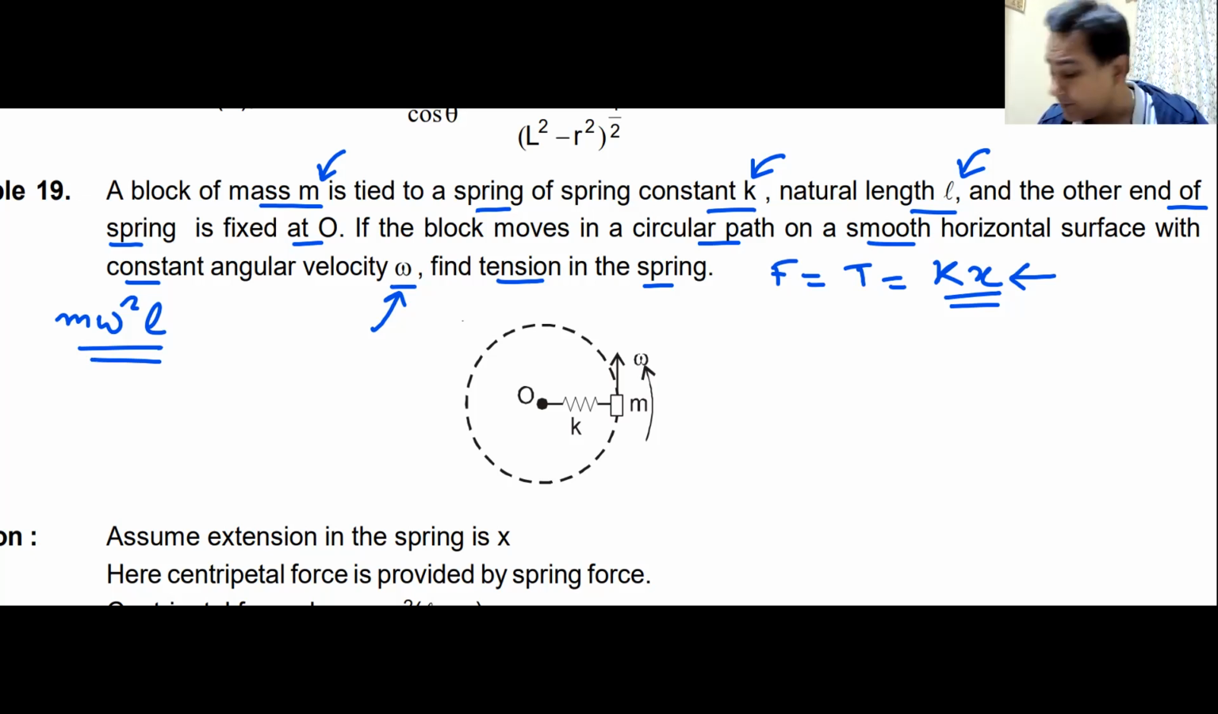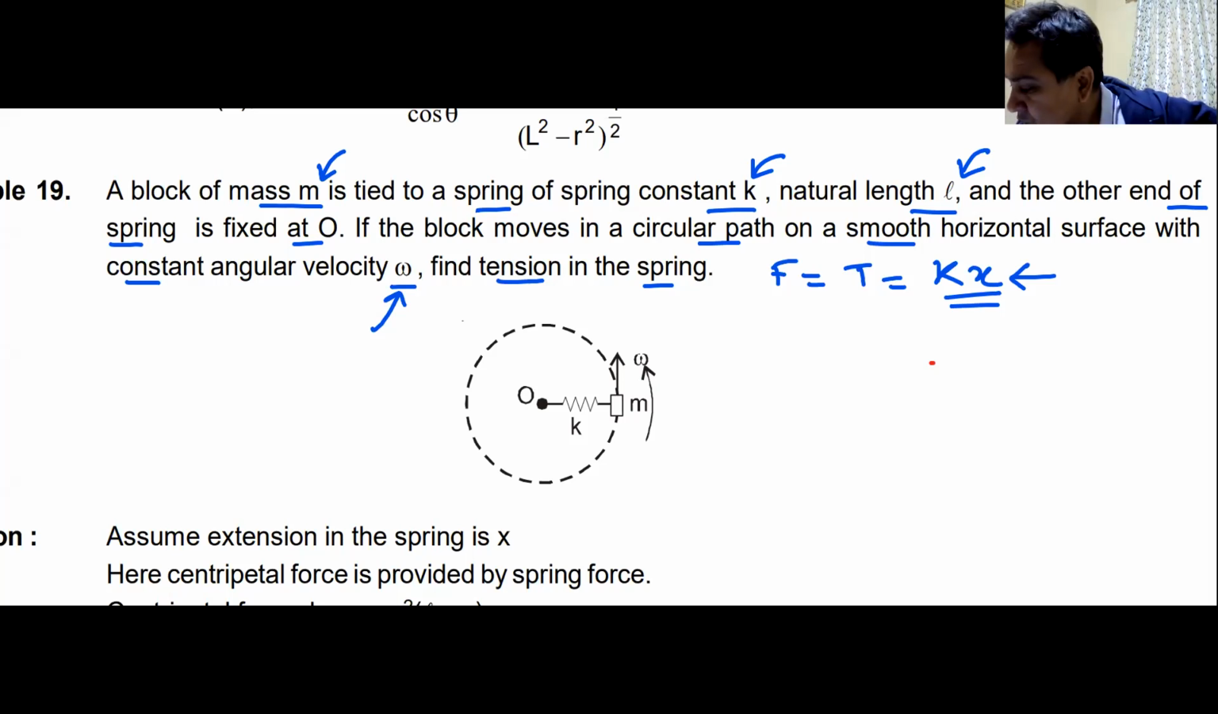So I'll give you one more minute. M omega square L is not correct, and I gave you the reason for that. One more minute. Try it. Else, after a minute, I will do my part. Chalo then, let us start solving this problem.